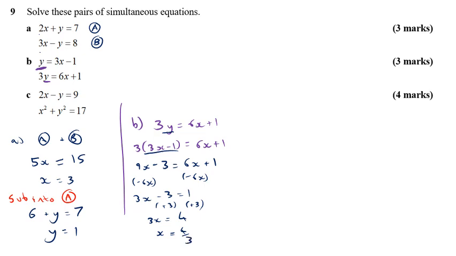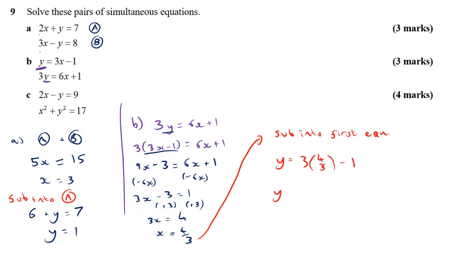And finally, to find y, I'm going to substitute into the first equation. Which gives me y equals 3 lots of 4 thirds, take away 1, which therefore gives y equals 4, take away 1, so y equals 3.